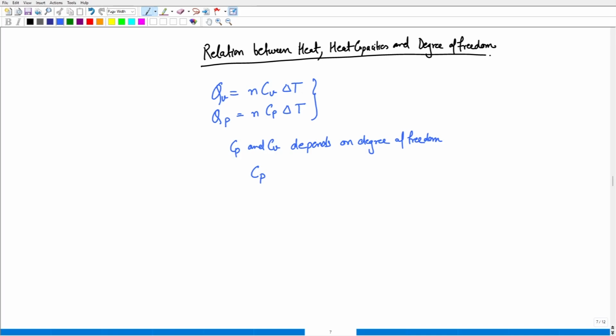But how Cv is related to the degree of freedom is this: Cv is F by 2 R, and we know Cp minus Cv is R, so Cp is (F by 2 plus 1) R. So QV is n into F by 2 into R, and QP is n into (F by 2 plus 1) into R.